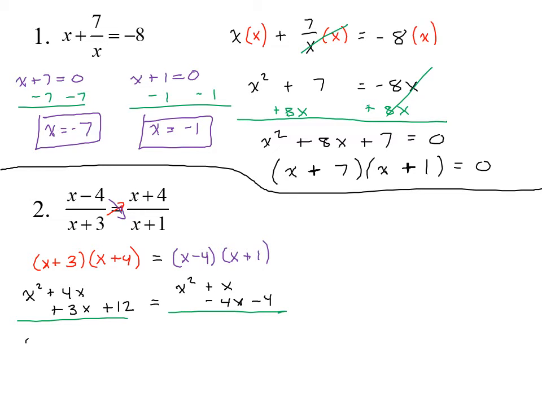If I add those together, I'll get x squared plus 7x plus 12. It looks like I put a negative there, but I didn't mean to. And x squared minus 3x minus 4.